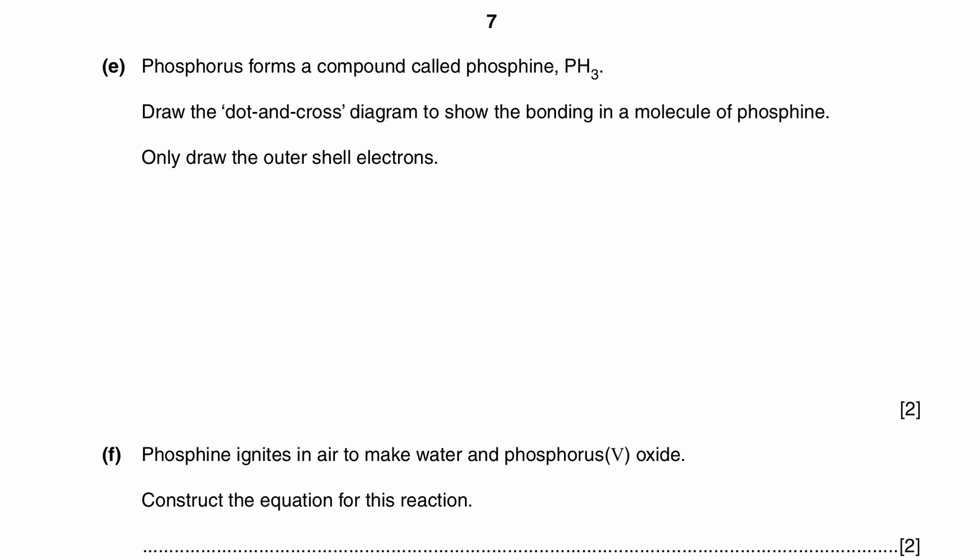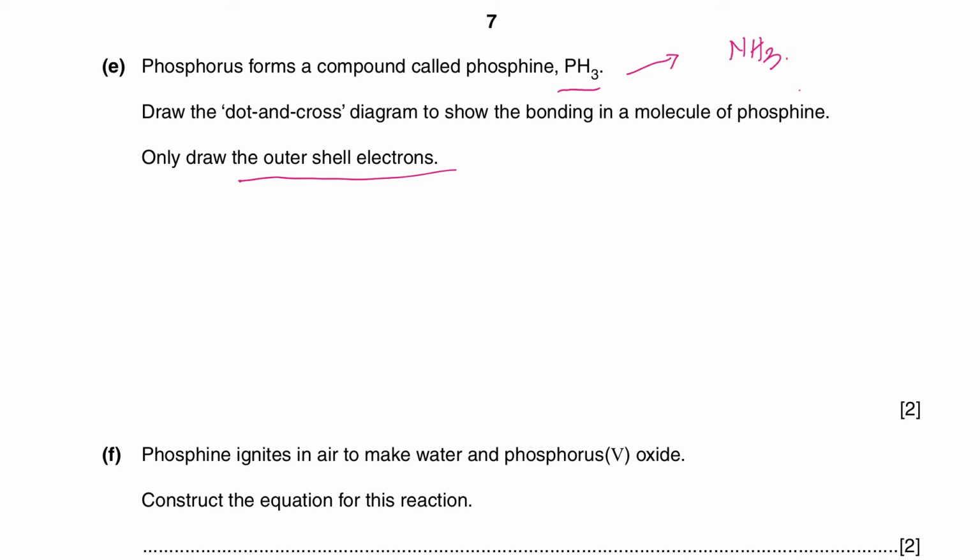Phosphorus forms a compound called phosphine, PH3. Now phosphorus is right below nitrogen. Now bells should be screaming in your head. They don't really want you to draw phosphine, they really want you to draw the same dot and cross for ammonia. Completely identical, right? Draw the dot and cross diagram to show the bonding in the molecule of phosphine. Only draw the outer shell electrons. Blessed art thou, Cambridge International Examination, because they only asked to draw outer electrons only.